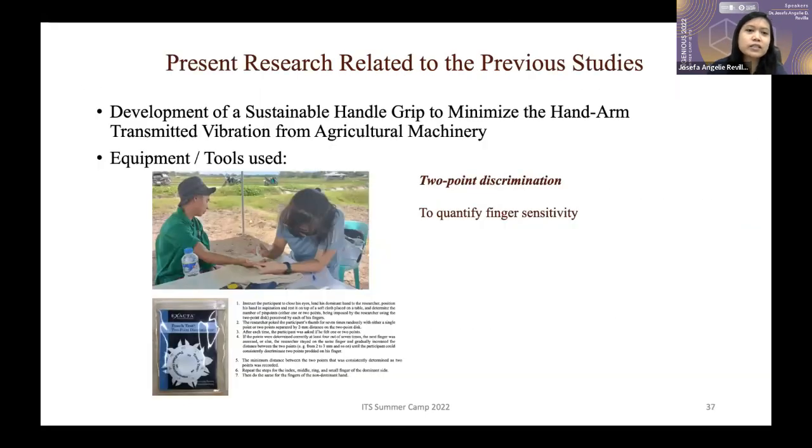Okay, so the main goal here is again to develop a sustainable handle grip. We are still in the early stages of the research, so we are now finalizing the baseline assessment. We have yet to design the handle grip. We have yet to fabricate the handle grip, but this part of the research will be our next focus after we assess the initial results.